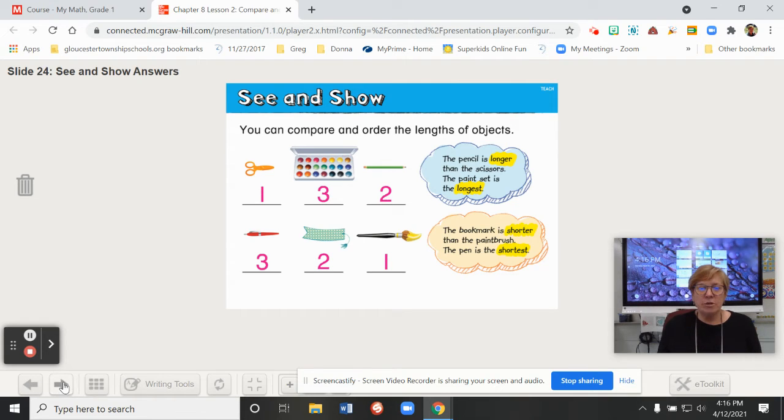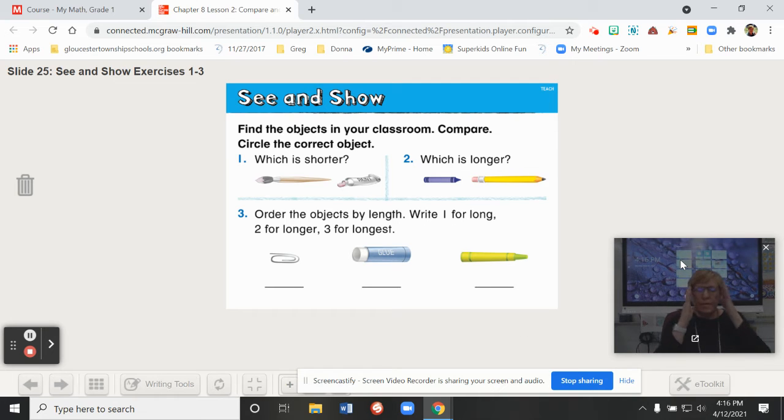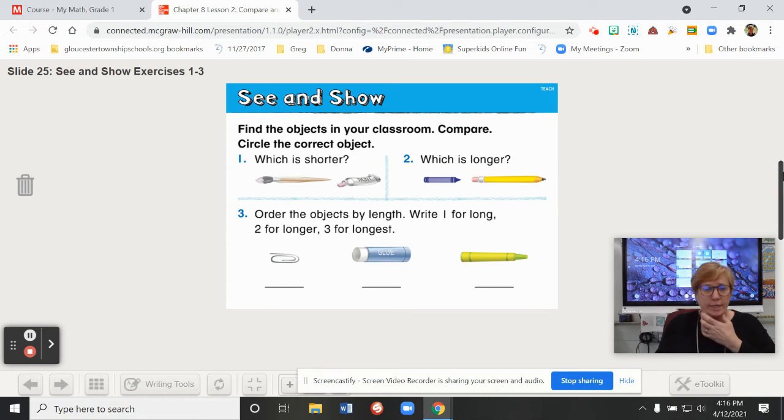All right, so now let's look at our next. Now this is why I said I was using some objects. I don't have a tube of paint. While I may have a paintbrush, I don't have a tube of paint to compare it to. So we're going to do the picture for this. It does say find objects in the classroom and then compare them, circle the correct object. So the question here is, which is shorter? Which one do you think would be shorter if you had a paintbrush and a tube of paint? What would be longer? And that looks shorter. Okay, circle your answer.